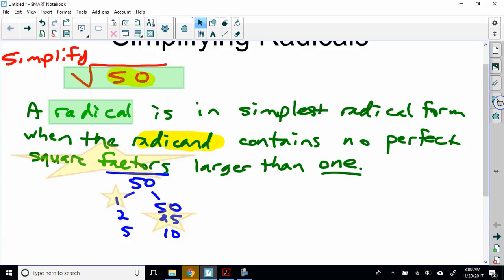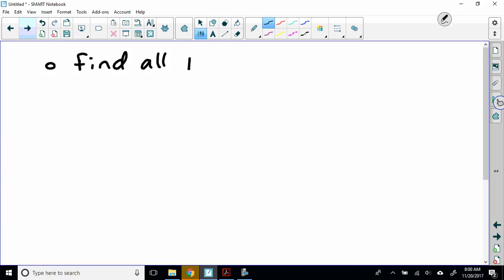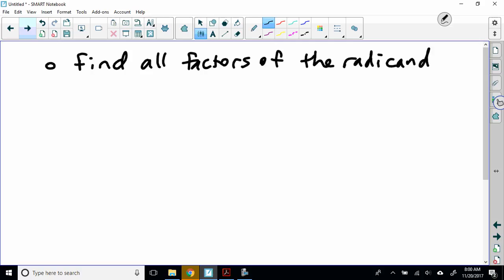I hope everybody remembers how to find factors of a number. I know we've been doing that a long time. So here's the step-by-step algorithm, the procedure for simplifying radicals. Step 1 is find all factors of the radicand. And I might have just lied to you, and I really don't like to lie to you or mislead you, so I'm going to clarify this statement. You don't have to find all the factors of the radicand.